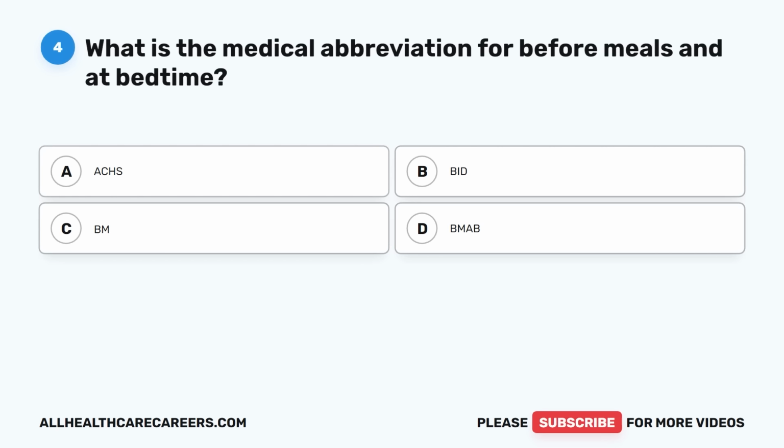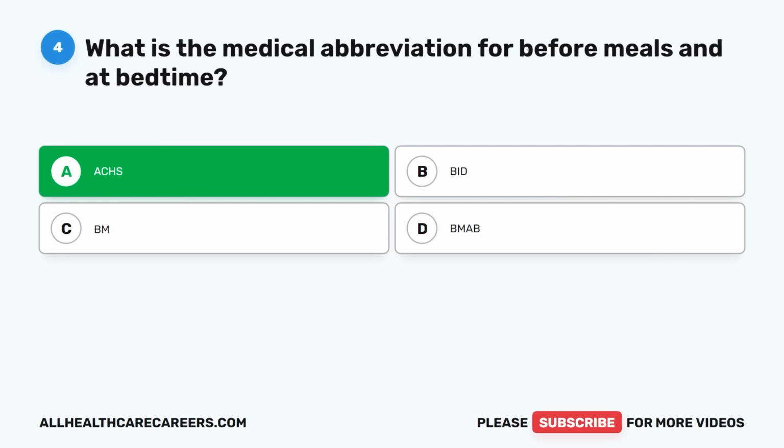Question 4. What is the medical abbreviation for before meals and at bedtime? A. ACHS. B. BID. C. BM. D. BMAB. The correct answer is A.